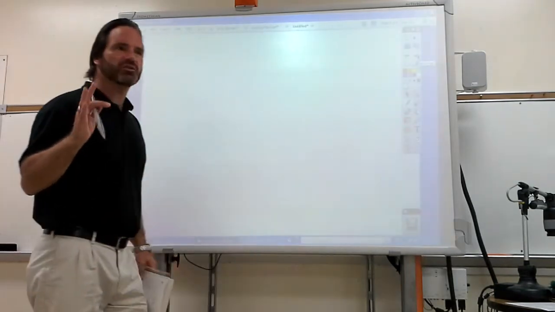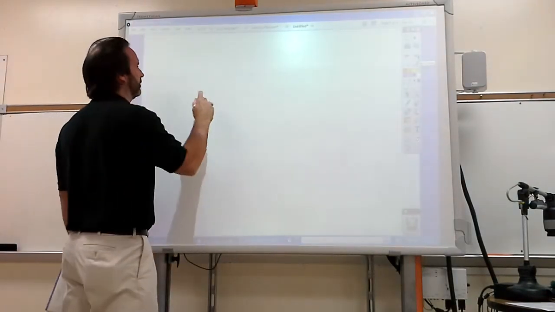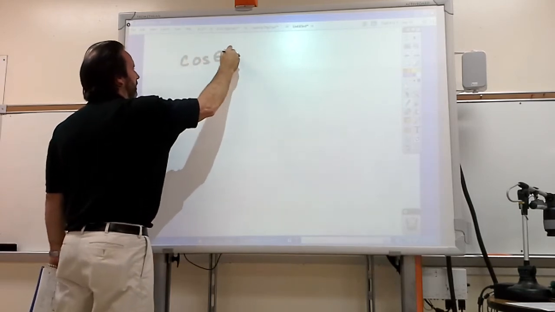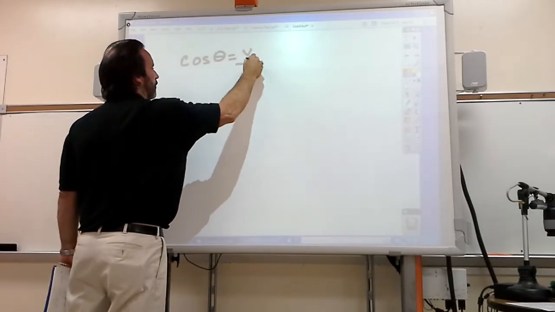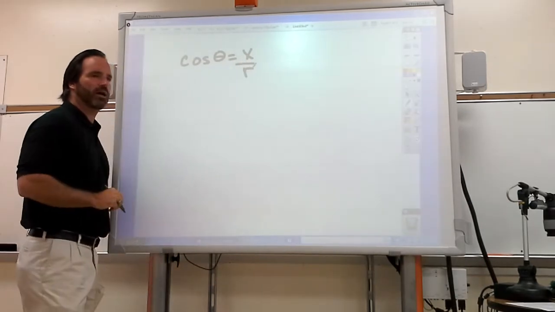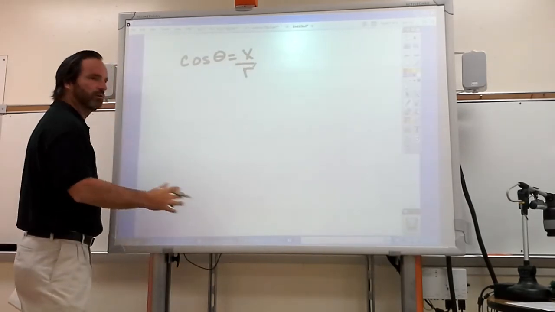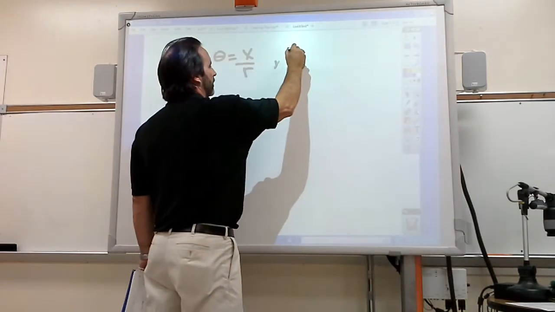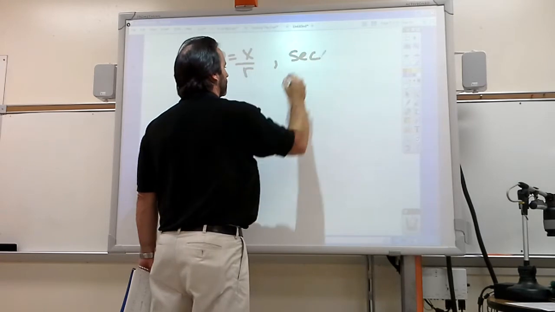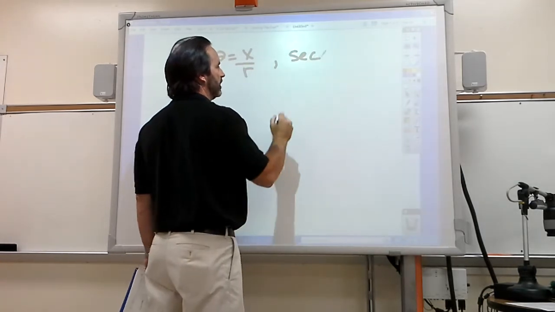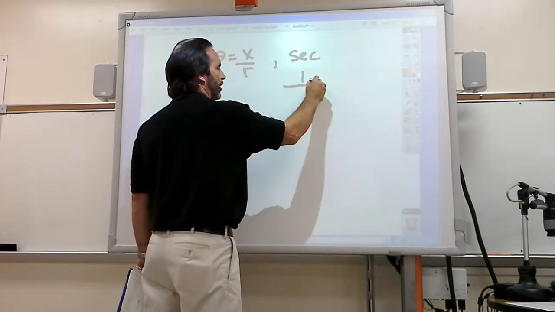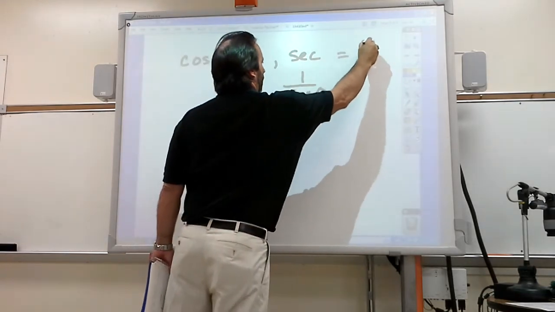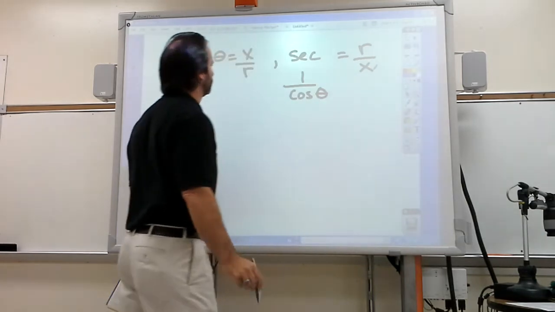So here's our 6 trig functions, and I'll kind of pair them up. Let's do cosine of theta equals x over r. Okay? Remember, we're using that triangle on the unit circle. It's paired up with secant, okay, which we know is what? 1 over cosine theta. So that's r over x. All right?